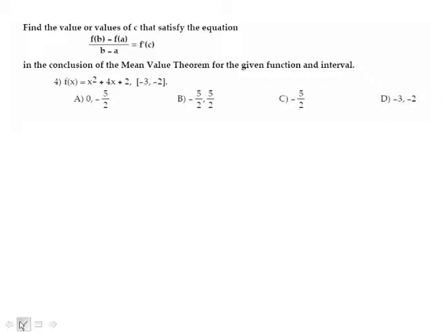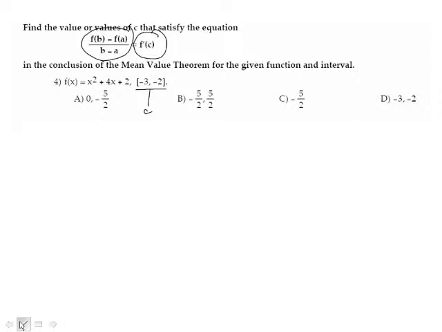Problem 4, we want to look at the potential application of the mean value theorem. We're looking over an interval from minus 3 to minus 2. And we want to see if there's a point in between minus 3 and minus 2, a point C, such that the first derivative at C is equal to f of b minus f of a over b minus a.